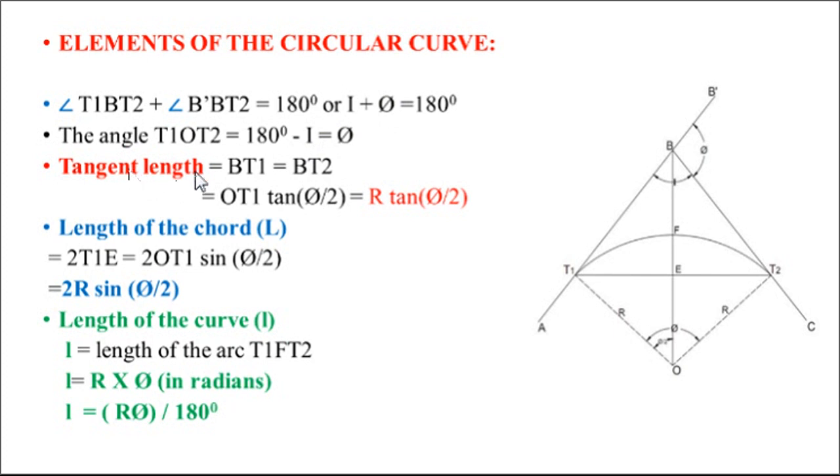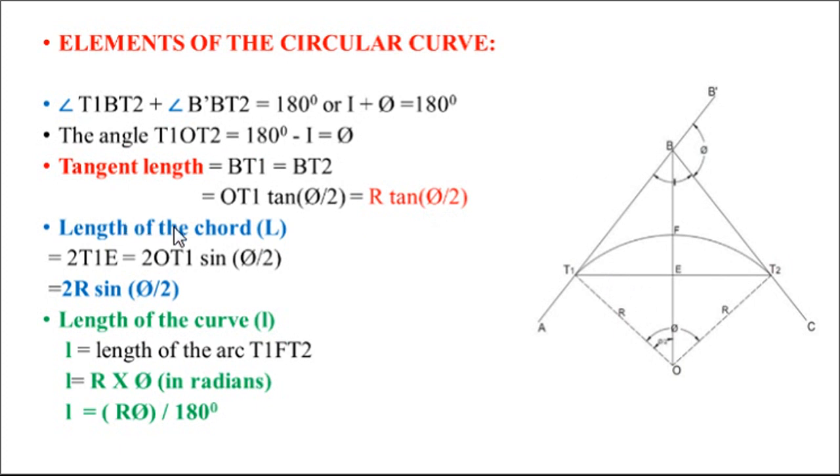Okay, then tangent length is equal to BT1 is equal to BT2. So BT1 is the first tangent and BT2 is the second tangent. So tangent length BT1 is equal to BT2 is equal to OT1 into tan of phi by 2, half of this angle. So we will get OT1 is R, so R into tan of phi by 2. Simple trigonometry we are applying to this triangle.